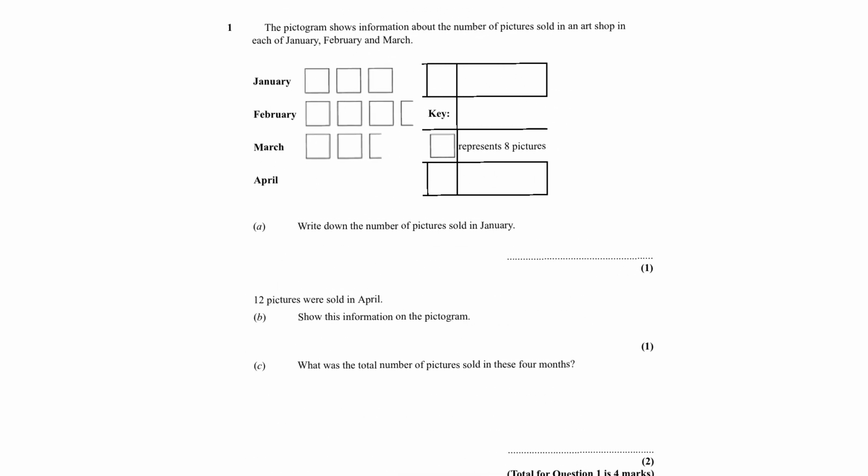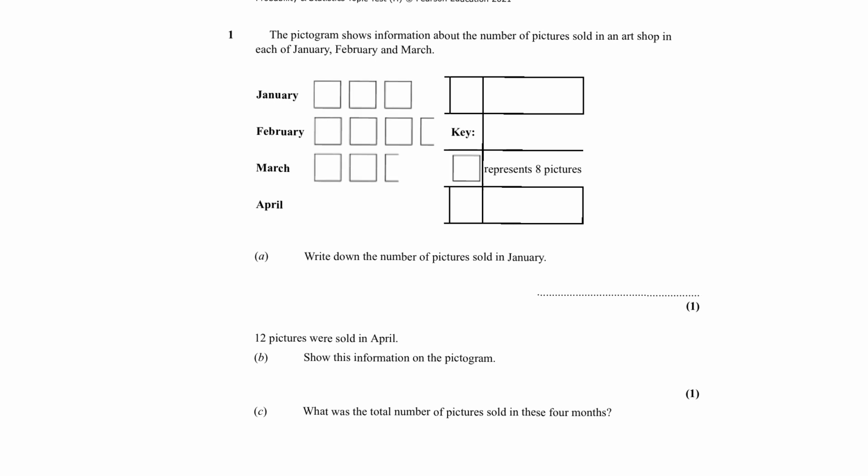Okay, so question one says that the pictogram shows information about the number of pictures sold in an art shop in each of January, February, and March. It wants us to write down the number of pictures sold in January. One box represents 8 pictures. January has 3 full boxes, so it'll be 8 times 3, and it's a calculator paper, so you could just put that into your calculator, which is 24 pictures.